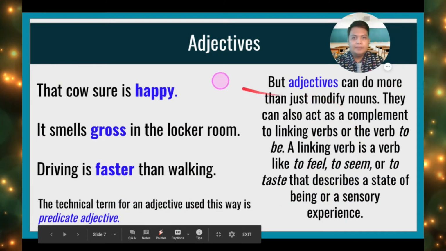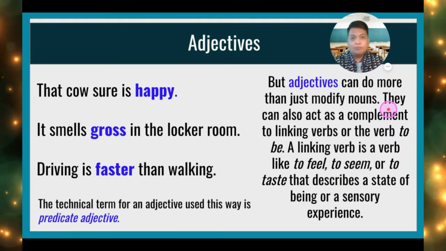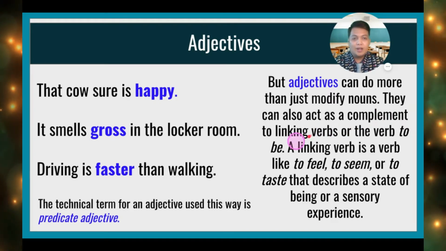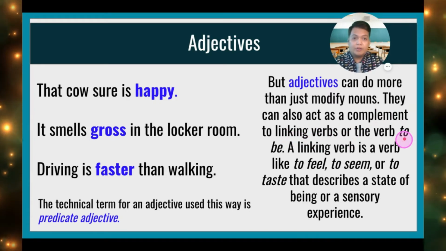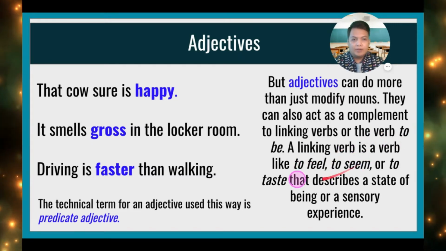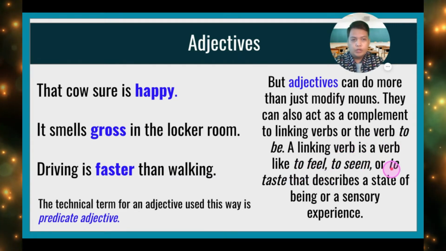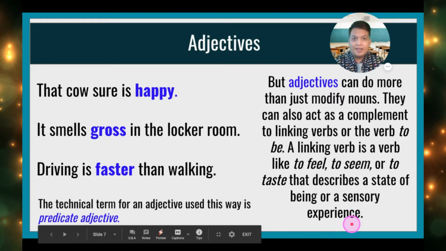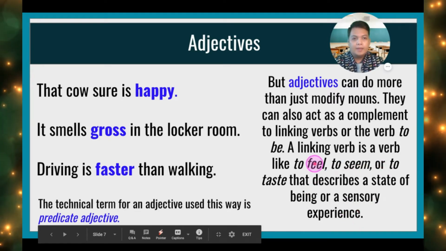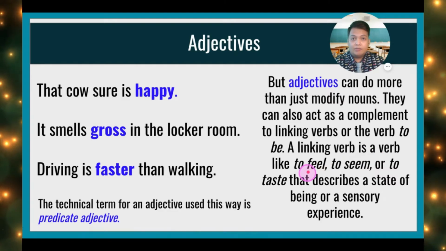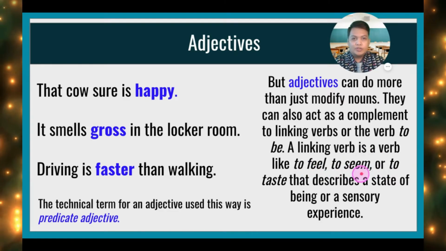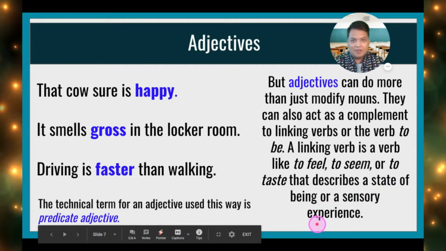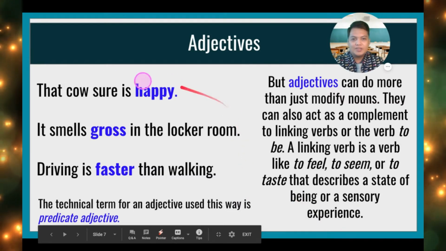Next slide. Now, adjectives can do more than just describe nouns. They can also act as a complement to linking verbs or the verb to be. A linking verb is a verb like to feel, to seem, or to taste that describes a state of being or a sensory experience. All right, let's take a look at our examples.